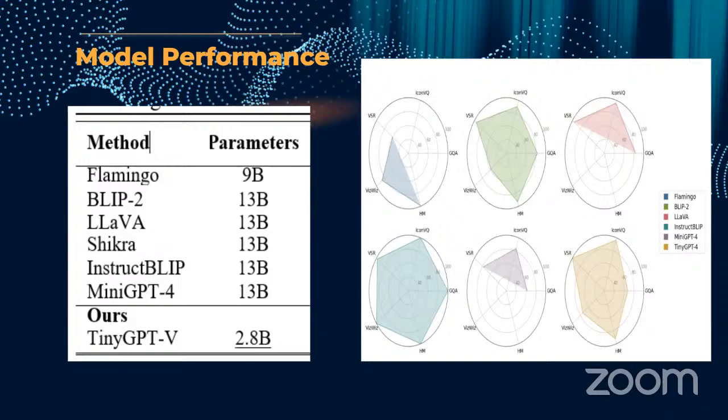Then we have VizWiz, which is a collection of queries, each derived from a photo taken by a visually impaired person using a smartphone, accompanied by a vocalized question regarding the image and supplemented with 10 answers sourced from a crowd for each query. Then we have the Hateful Memes, developed by Facebook, which is specifically designed for the detection of hateful content in memes, combining both image and text elements.